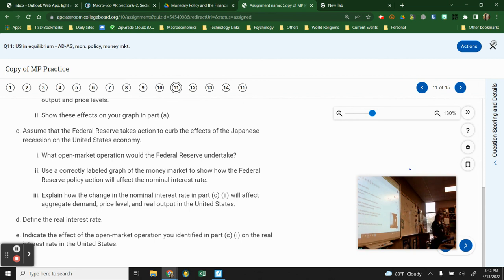How are we doing? Okay, I just have a question about B. So the Japanese economy going into recession, how does that impact the U.S.? They buy less of our stuff because they can't. And therefore our net exports are going to fall because we are going to be exporting less stuff.